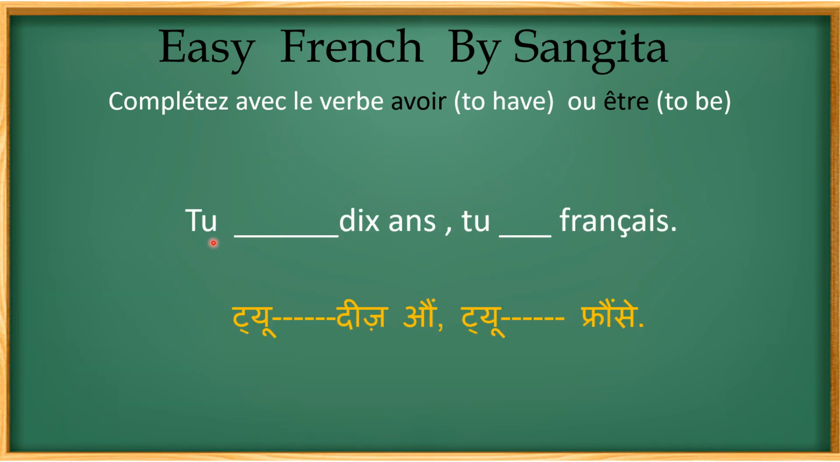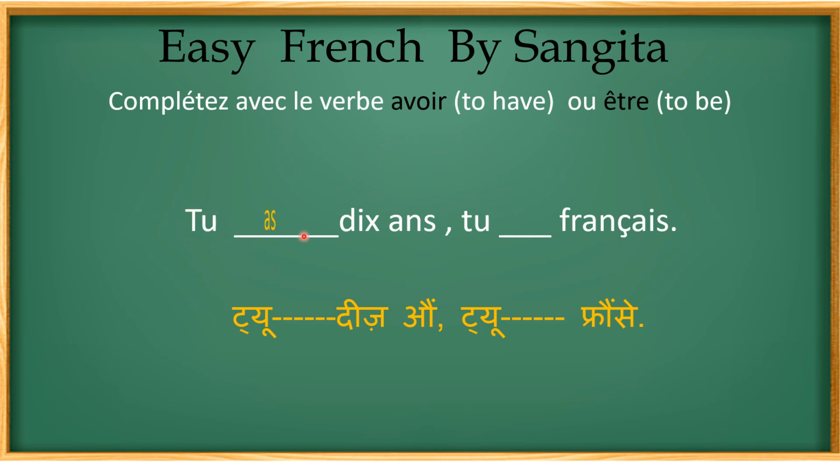Next is tu dash dix ans. Now you know that age is always conjugated with avoir. So tu means you, dix ans means ten years. So you have ten years, or you are ten years? In English it is translated as "are", but in French we use avoir for telling your age, right? This we have seen so many times. So conjugation of avoir in the tu form.